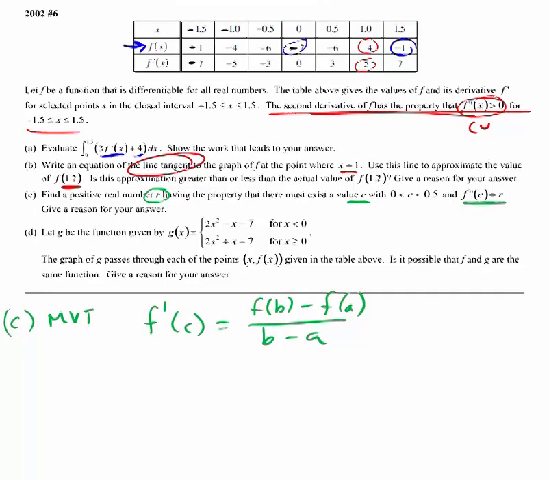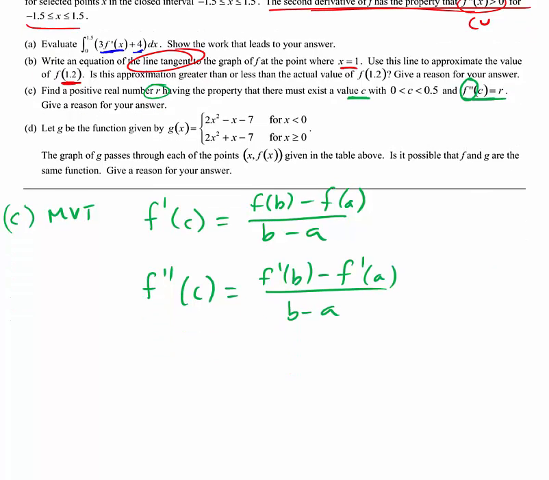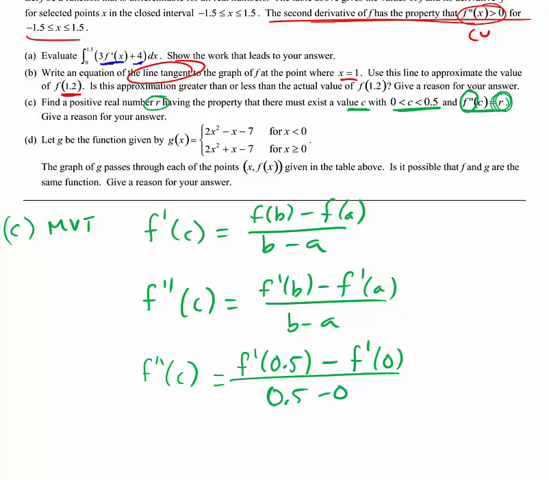However, on some of these table questions, they kind of do this with f double prime of c. So what we can do is rewrite this as f double prime of c would equal f prime of b minus f prime of a divided by b minus a. And so that's going to be f double prime of c, which is what we're solving for. They said that's what r is going to be, equals f prime of, now our values 0 to 0.5, so f prime of 0.5 minus f prime of 0 over 0.5 minus 0.